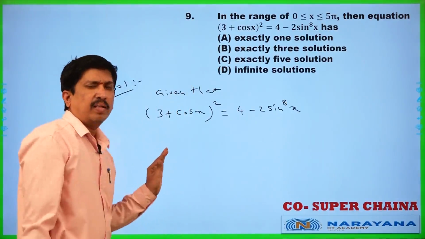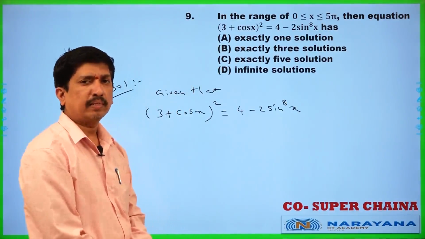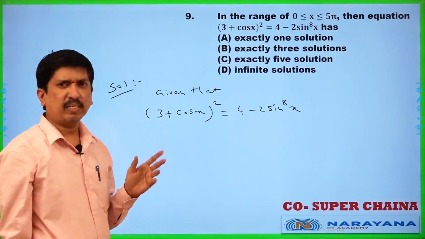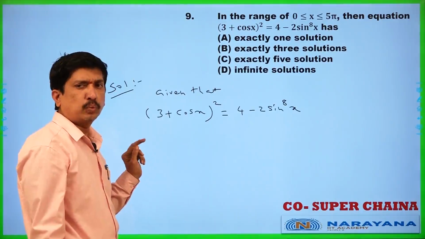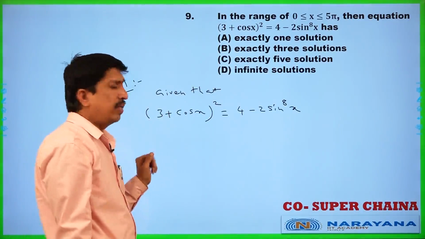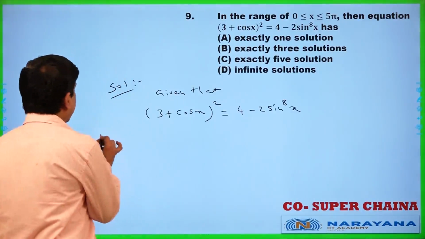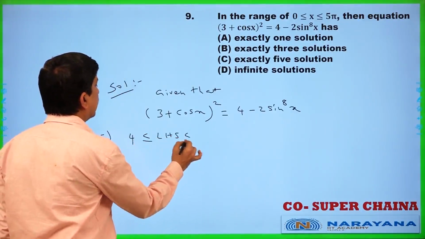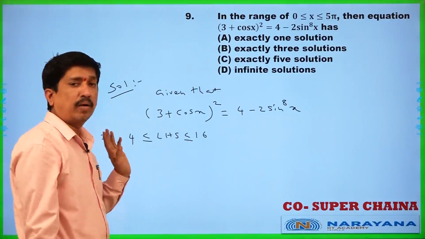Now, you see the range of LHS. Range means the minimum and maximum values of LHS. For example, cos x is equal to minus 1, because the range of cos x is minus 1 to plus 1. Cos x is minus 1, 3 minus 1 is 2, 2 square is 4. If cos x is plus 1, 3 plus 1 is 4, 4 square is 16. So, LHS lies between 4 less than or equal to LHS less than or equal to 16, because this is the minimum value and this is the maximum value.